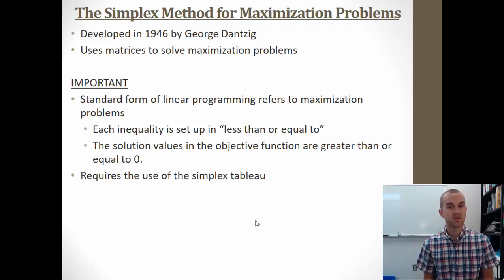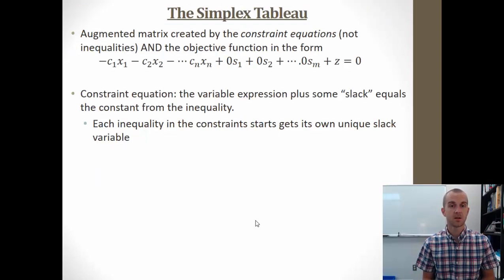That means that our inequalities have to be less than or equal to, and our solution values for the objective function have to be greater than or equal to 0. And what we do is we have to first create a simplex tableau. Now, the simplex tableau is an augmented matrix created with constraint equations and this form of the objective function. And what you see here is that we have the z value, but then we've moved over the other values from the objective function to the same side, so they're the opposite value.